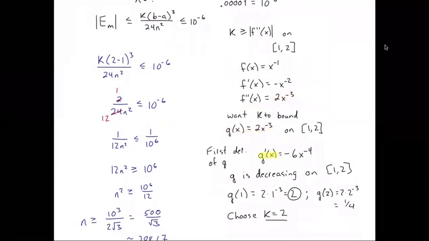g prime of x is equal to negative 6 times x to the negative 4th. Now, if we tried to set this equal to 0 for our first derivative test, we realize that no x value would cause that to be equal to 0. So there aren't any local minima or local maxima on this. That's one nice thing, or at least if there is, we don't have that method of finding them.